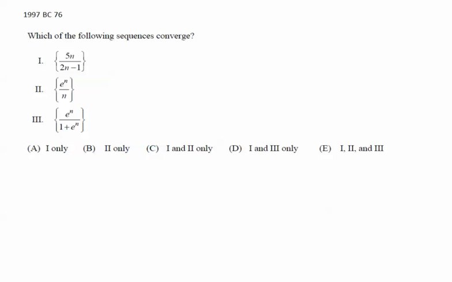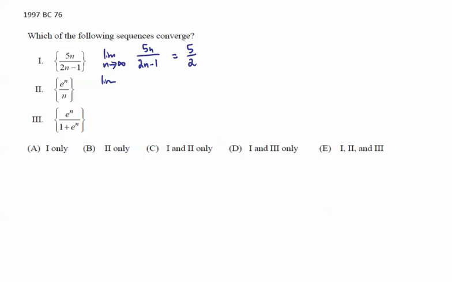So in order to tell whether they converge or not, all we really need to do is look at the limit as n approaches infinity of the expression 5n over 2n minus 1. We know that this converges to 5 over 2. So this sequence converges. If that were an infinite series, the series would not converge because the limit as n approaches infinity, the minimum requirement is that that limit has to be 0, which it's not in this case.